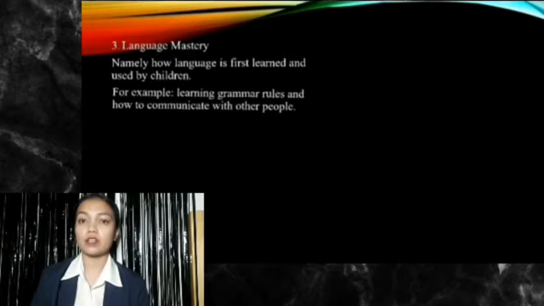The third is language mastery, namely how language is first learned and used by children. For example, learning grammar rules and how to communicate with other people.